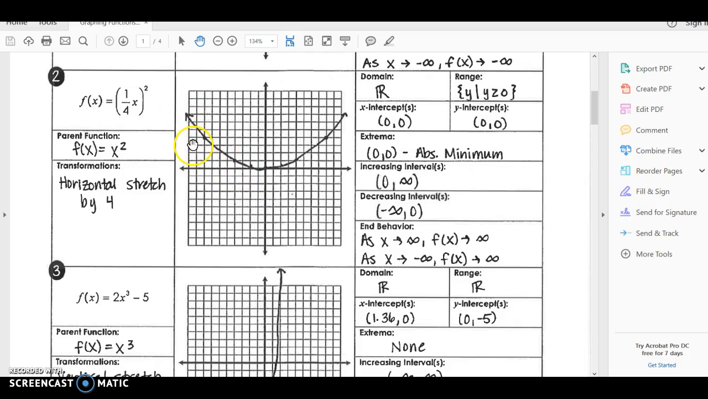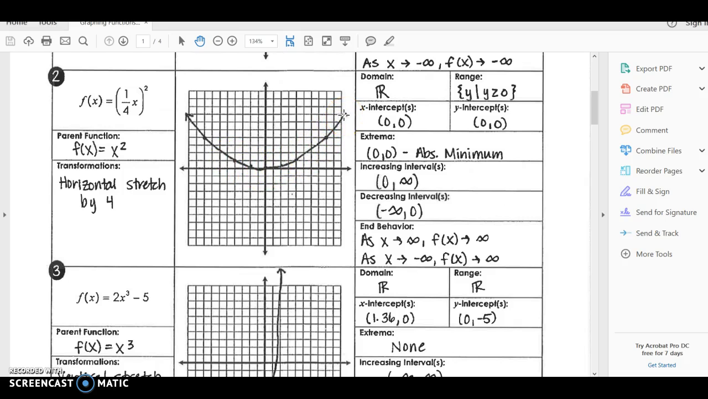All right, so this one is x squared. So this is a quadratic function. So the parent function would be f of x equals x squared. It has a 1/4 inside of the parentheses. Okay, so that's what's going to make it wider here than normal.